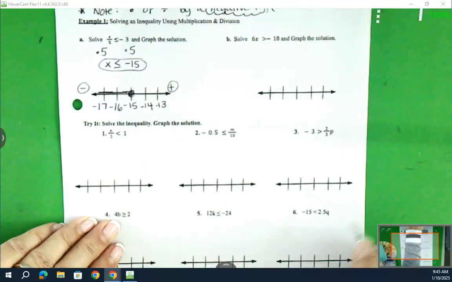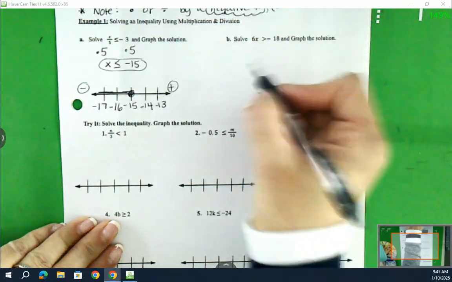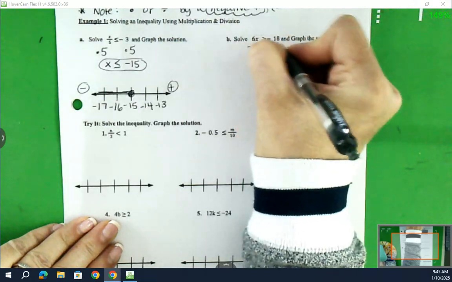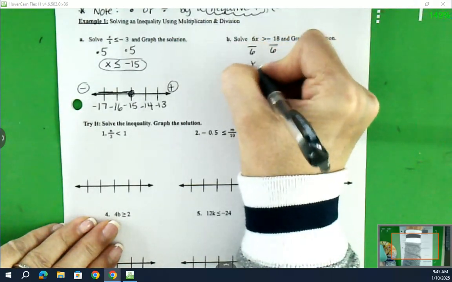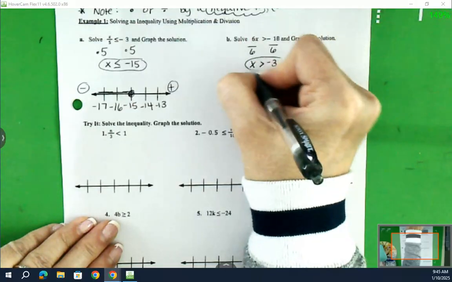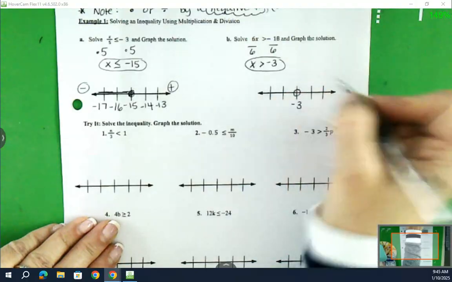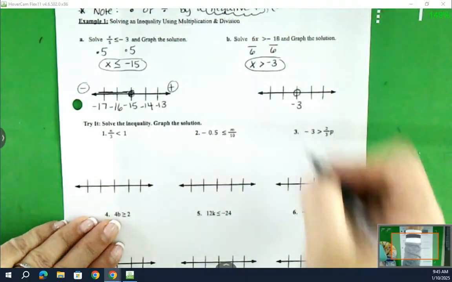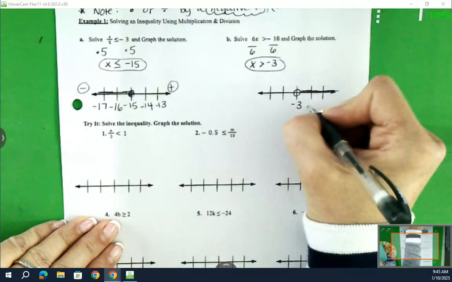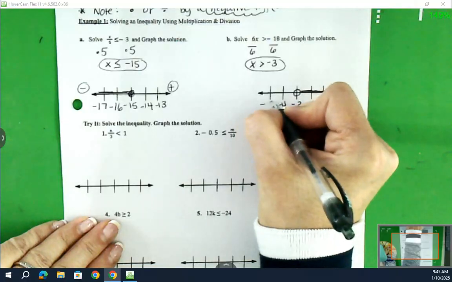Okay, for part B here, we have 6x is greater than negative 18. So x is being multiplied by 6. The opposite would be to divide by 6. And we get x is greater than negative 3. So we're going to have our negative 3 in the center. It's going to be an open circle because there is no equal sign. Greater than means shading to the right. And then adding 1 going to the right, and subtracting 1 going to the left.